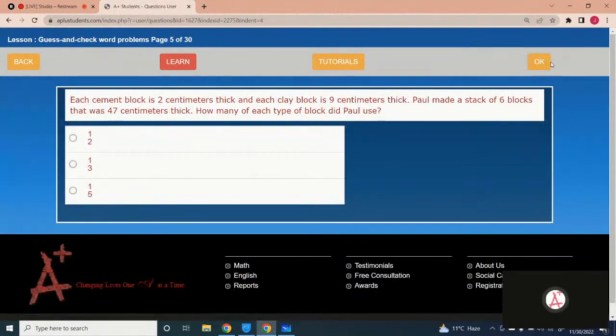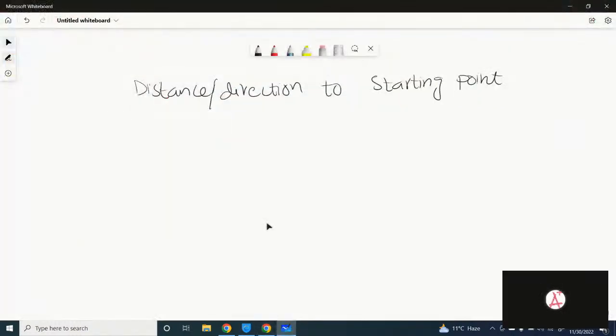Okay, each cement block is 2 centimeters thick and each clay block is 9 centimeters thick. Paul made a stack of 6 blocks that was 47 centimeters thick. How many of each type of block did Paul use? Okay, cement block is 2 centimeters thick and clay block is 9 centimeters thick.